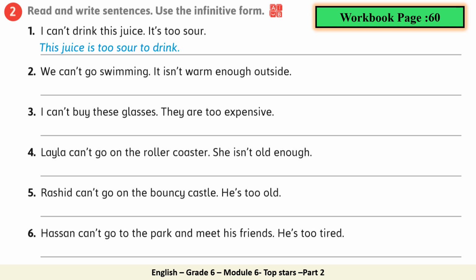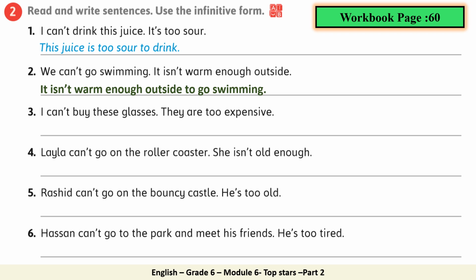Number 2, we can't go swimming. It isn't warm enough outside. What should we do here? Yes, it isn't warm enough outside. So I take the second part of the sentence. It isn't warm enough outside. And the first part, we can't go swimming. To go swimming, we use the infinitive form. Okay? Remember here in this sentence, dear students, that the infinitive form is to go. Swimming is the verb with ing after go. Excellent. Number 3, I can't buy these glasses. They are too expensive. So, what should we say?